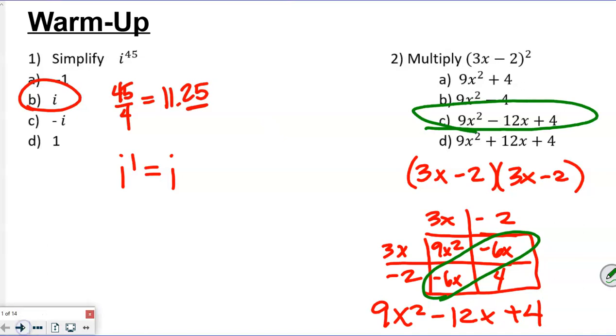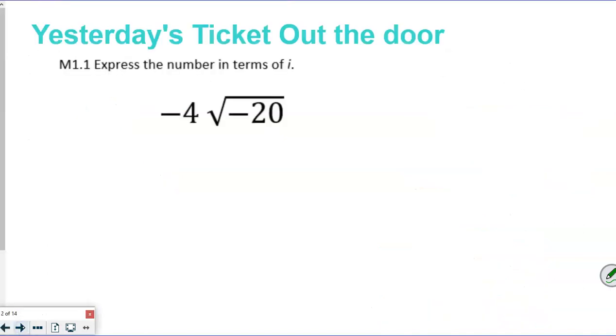All right. So now we're going to talk about yesterday's ticket out the door. So this is yesterday's ticket out the door. So once again, we're going to factor that square root of negative 20. I'm going to leave this negative 4 out here. And then I'm going to do the square root of negative 1. And I know that 4 times 20 is, that's got a perfect square in it, right? I mean, 4 times 5, sorry.